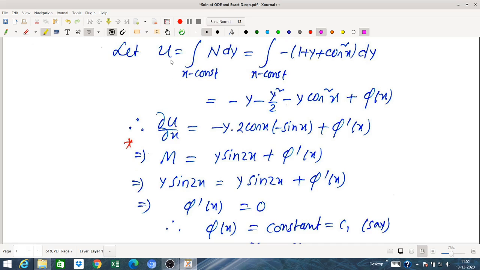Now we shall differentiate with respect to x, del u by del x. So the right side will be 0.